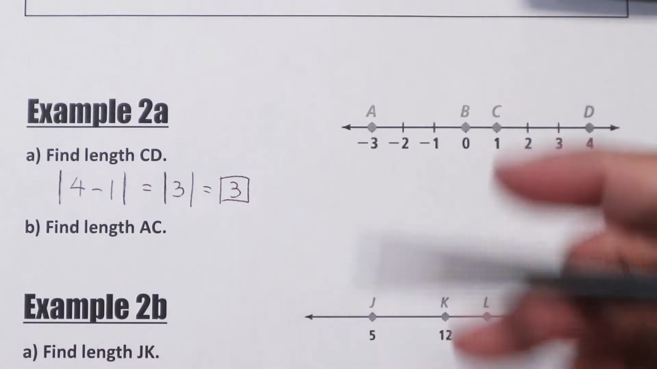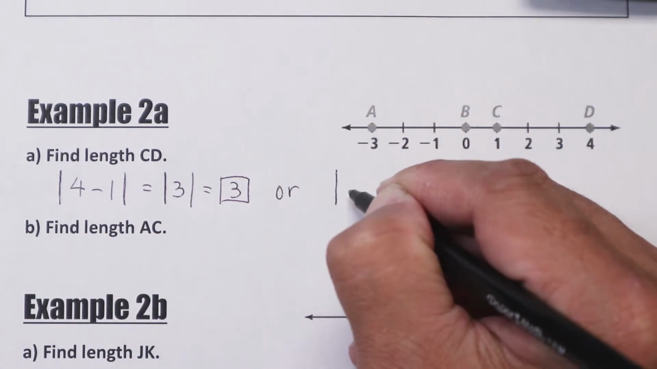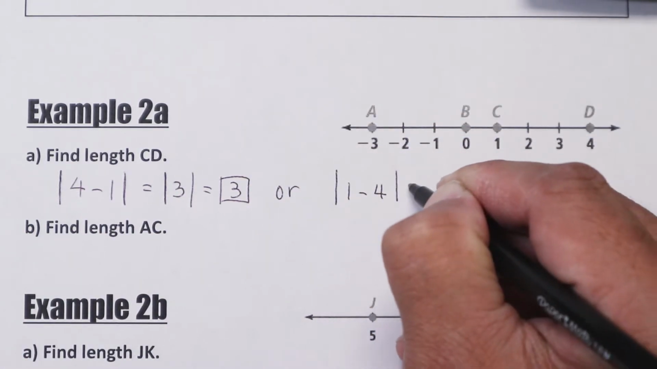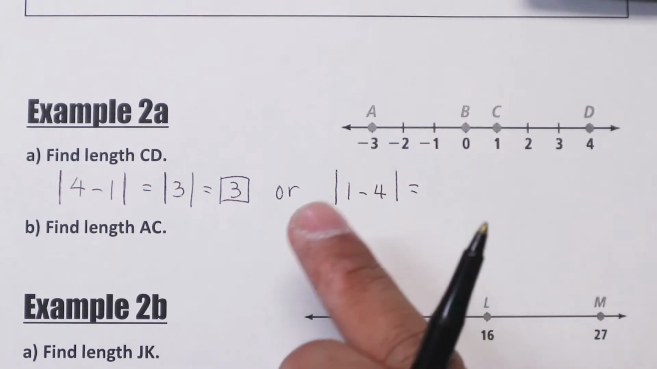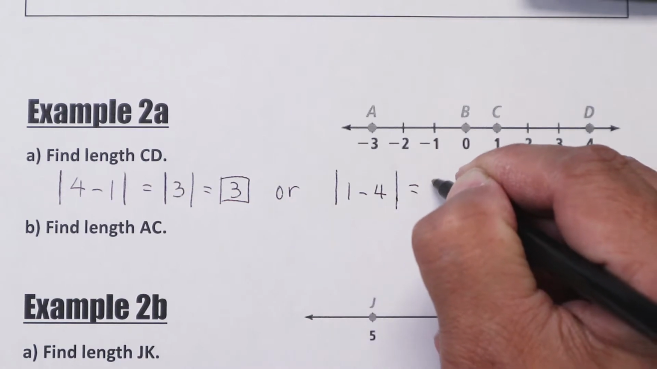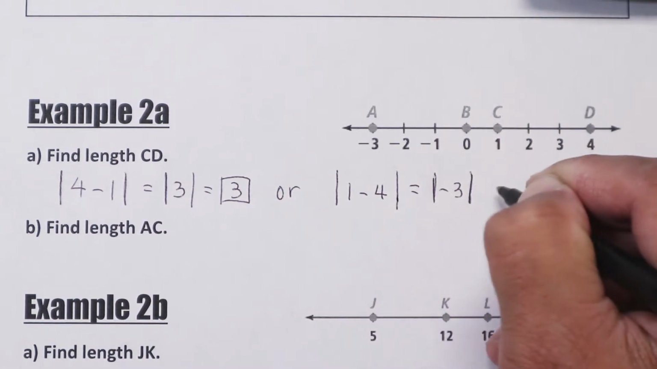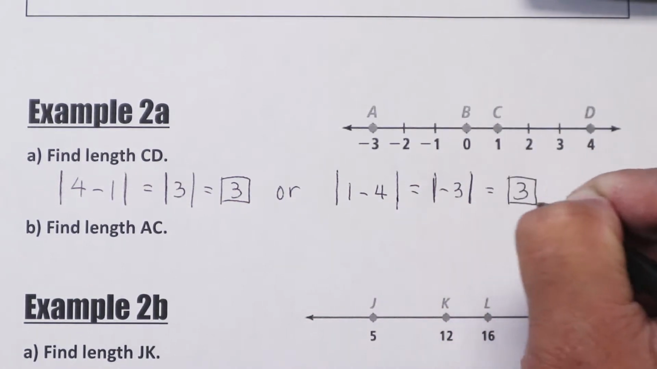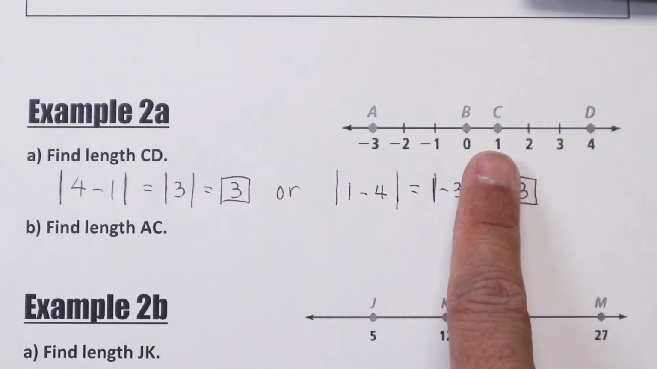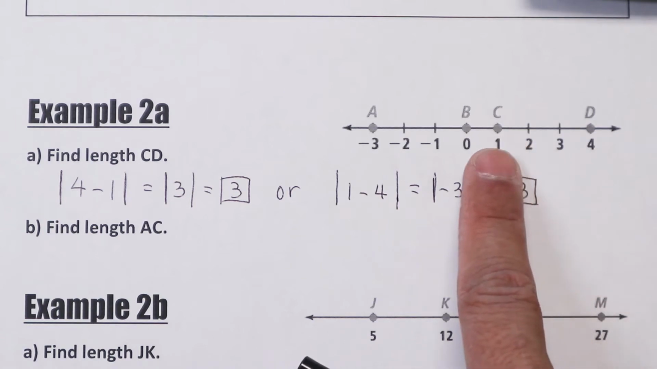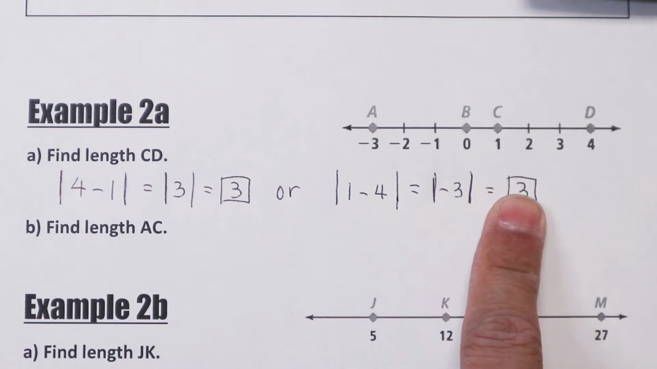So you could do 4 minus 1, or you could just do 1 minus 4. Okay? It doesn't matter what number subtract what number, as long as you put absolute value in it. Now, 1 minus 4 is going to get you an absolute value of negative 3, which at the end still becomes positive 3. Because remember, absolute value means the distance between the 2 points. So the distance between C and D is just positive 3.